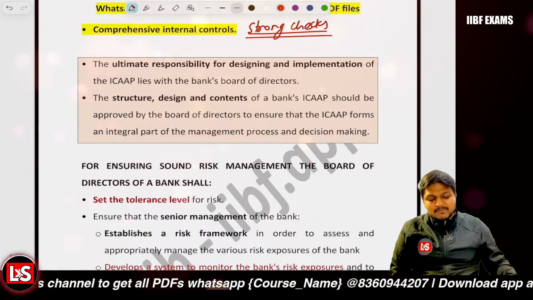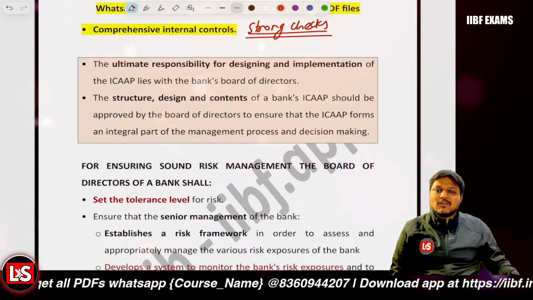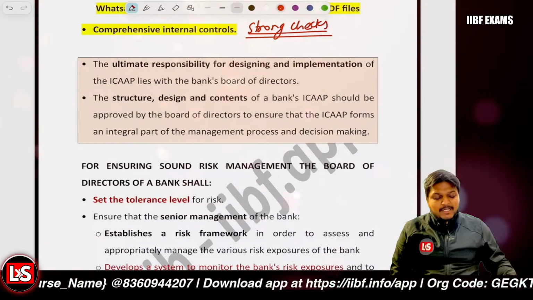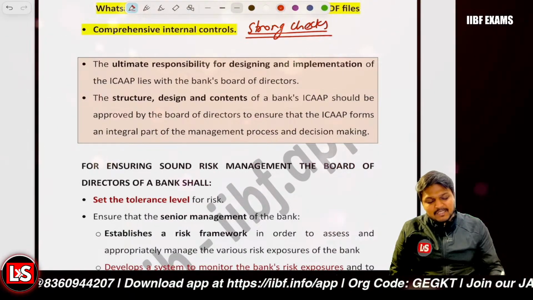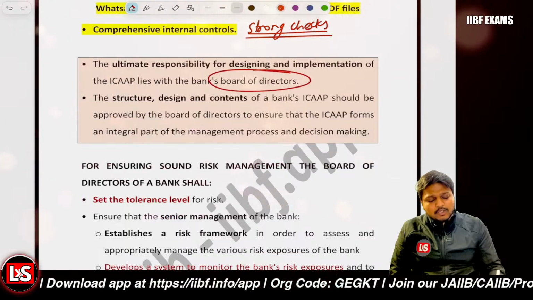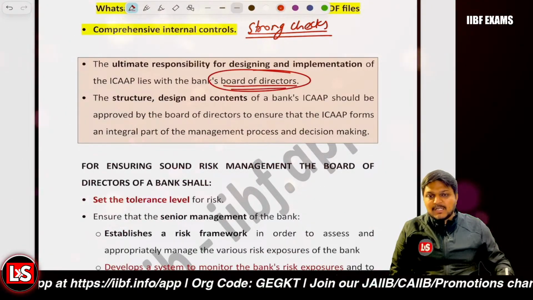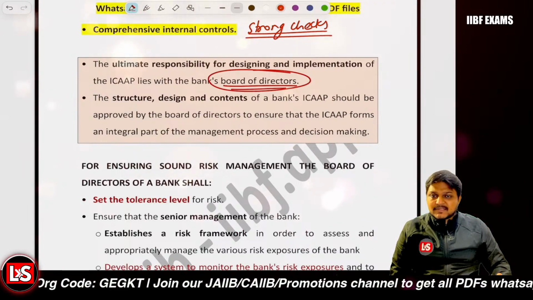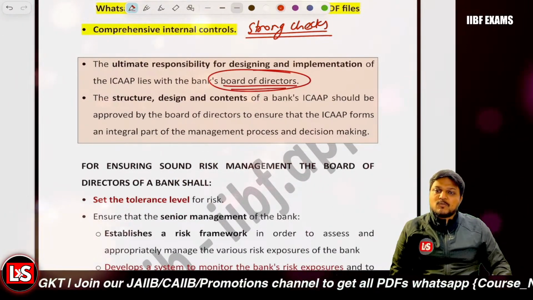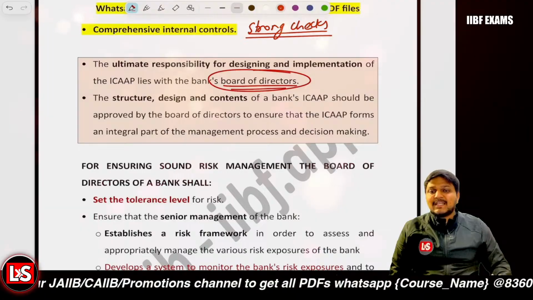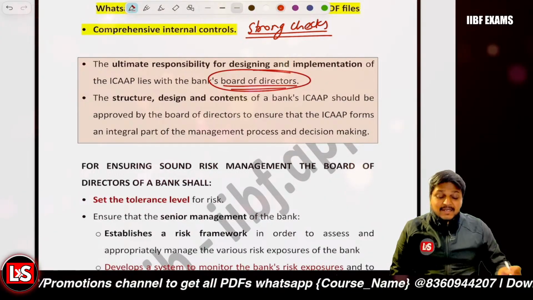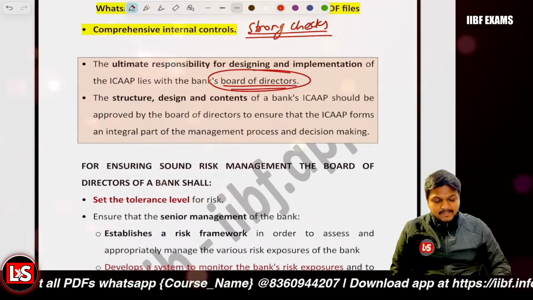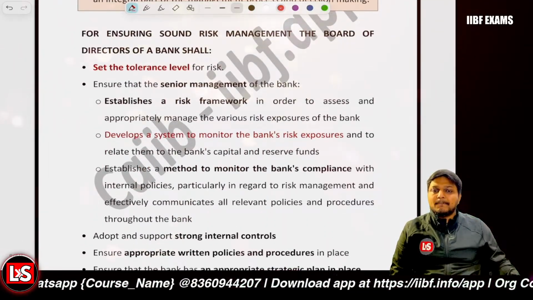Now, the ultimate responsibility when we're talking about designing of the ICAAP or something, that lies with whom? Related to designing and implementation of the ICAAP, that lies with the board of directors. So when we're talking about any type of the risk, the ultimate responsibility is with the board of directors. In this case also, it is the responsibility of the board of directors only. And ICAAP structure, design, content, everything, that must be approved by the board.